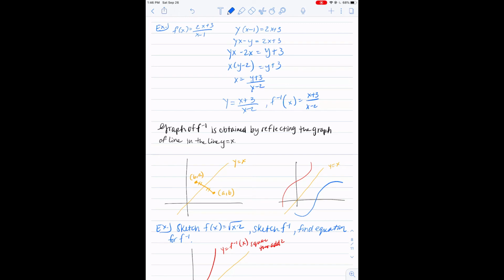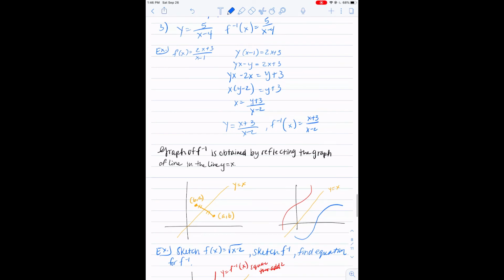Okay, now here's another example. I have f(x) equals (2x + 3) over (x - 1). So this one's kind of similar to the one that we had previously. So I'm going to have y equals (2x + 3) over (x - 1). I want to solve for my x, so I'm going to multiply both sides by x - 1.